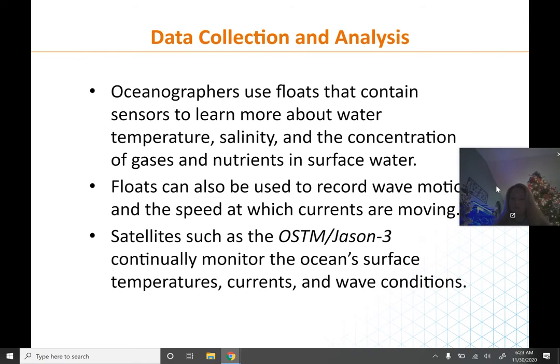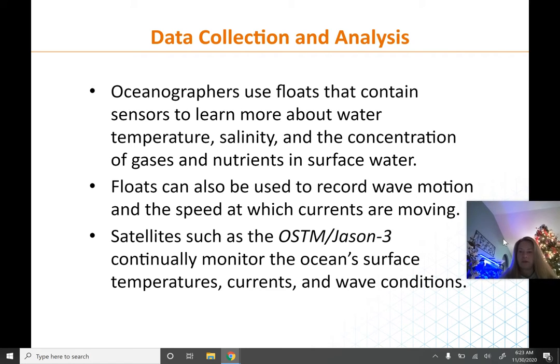We use something called Jason, OSTM Jason. We learned about that at the beginning of the year. And so that is giving us measurements of height. So how high is the ocean? And it can measure differences in centimeters.